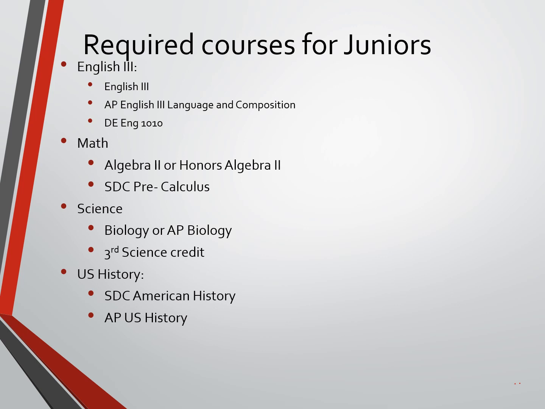Finally, for history, all juniors have to take American history. For an advanced option, you can take AP US History. As a reminder, if you fail one or both semesters of a required class this year, you will be rescheduled into the course next year for the semester you failed. So if you failed a class first semester, be sure to make up your grade before the end of the school year.